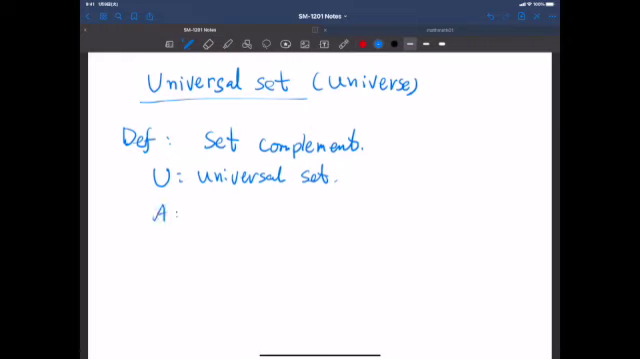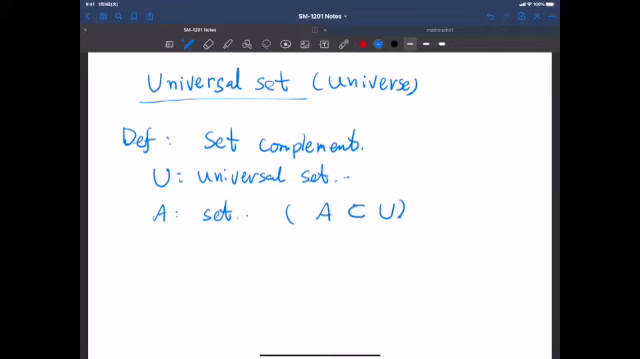And A is a set. So if we consider a universal set, any set is a subset of the universal set. The universal set is a universe, so it contains everything. So A is a subset of U. It must be.